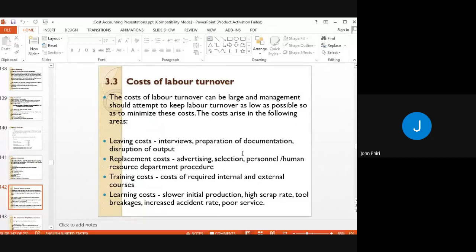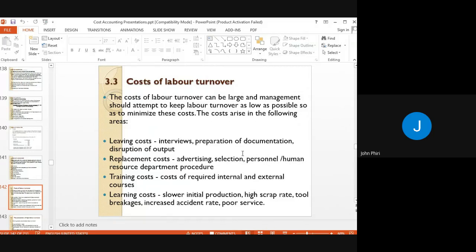Training costs, costs when they come in. There's internal and external costs. Among the internal costs, you may be thinking about training them in terms of induction or on-the-job training and things like that. External courses could be those ones where you send them to school or colleges and they go and do some work there as well. Okay. Then it is learning costs.